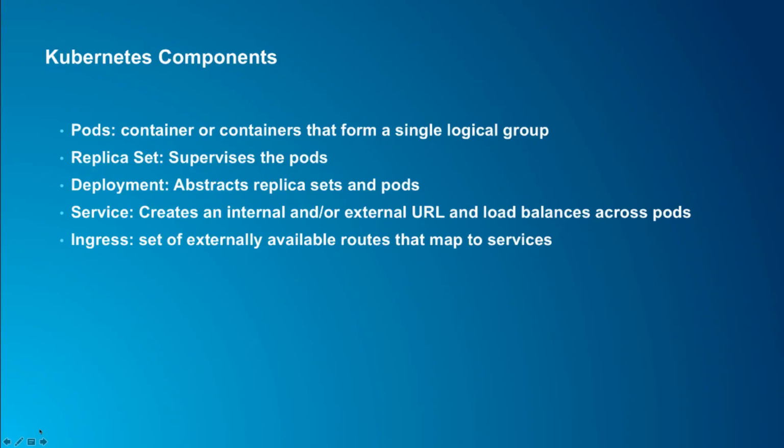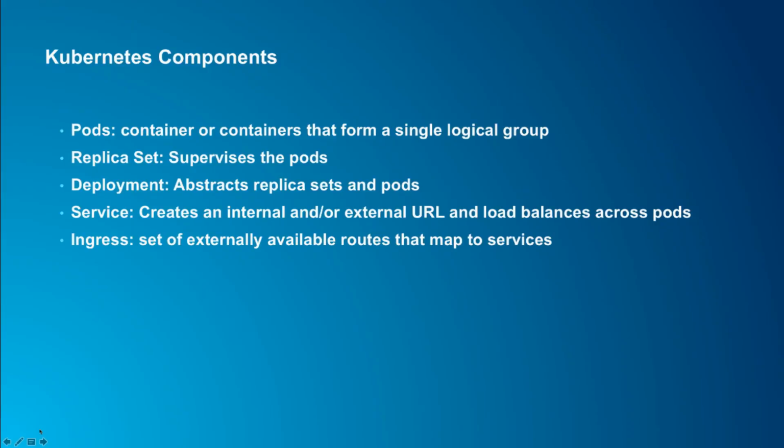There's a deployment that I use, and that actually abstracts the replica sets and the pods. So the deployment is basically what container image do I want to run, how many of them, and then Kubernetes will create the replica sets and pods, and you don't have to mess with that in most cases. You just should think at the deployment level.